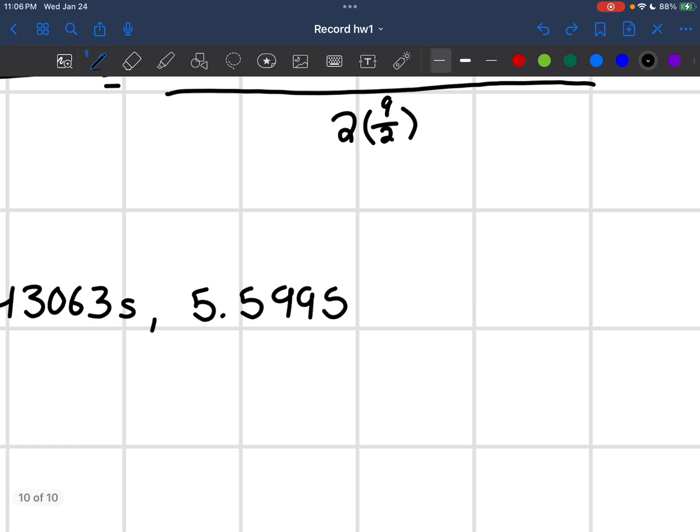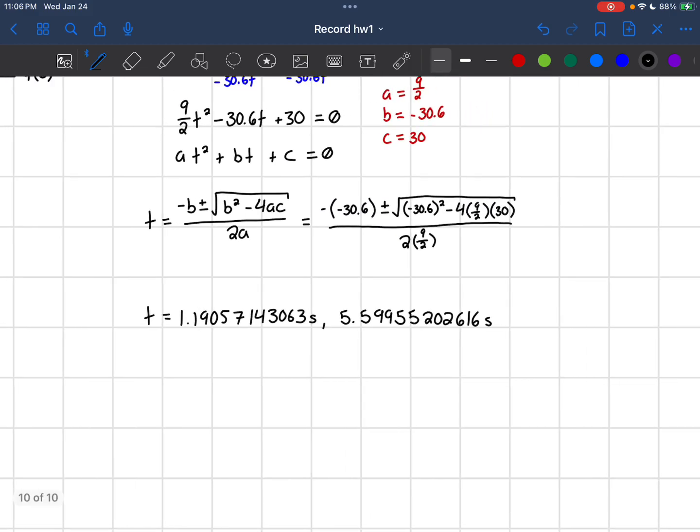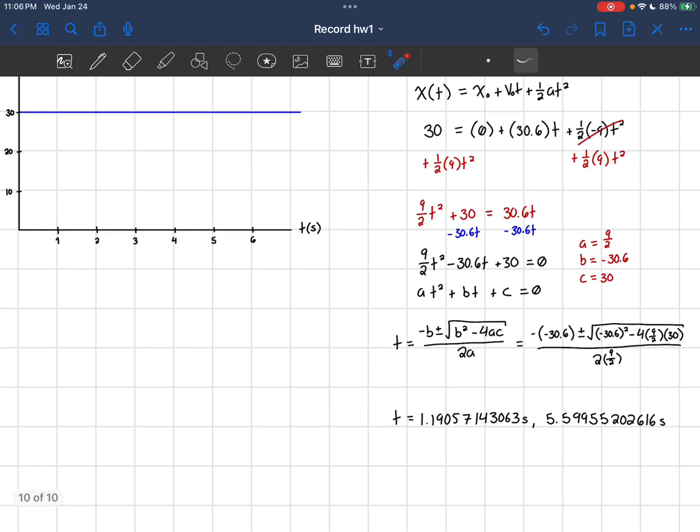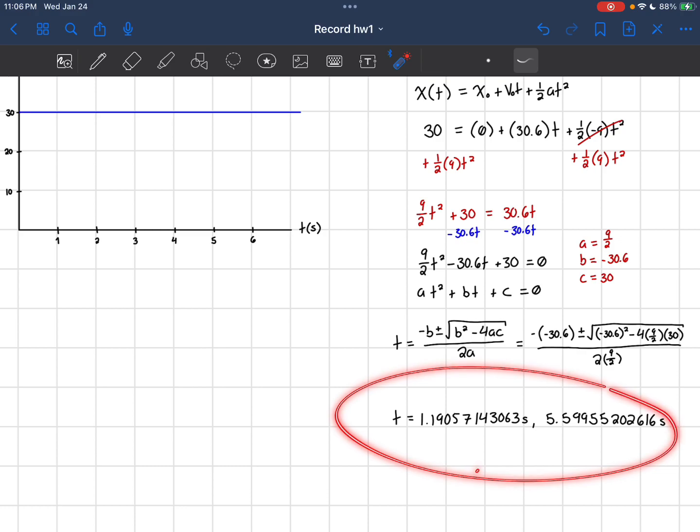5.5202616 seconds. All right. So I have my two values for time, and now what I can do, those are the times where the car is crossing that 30 meters mark. So I'm going to use those.